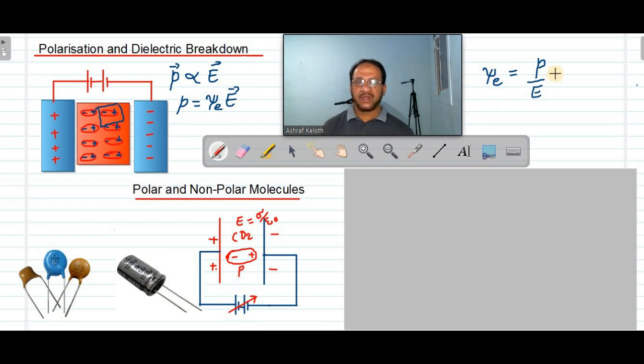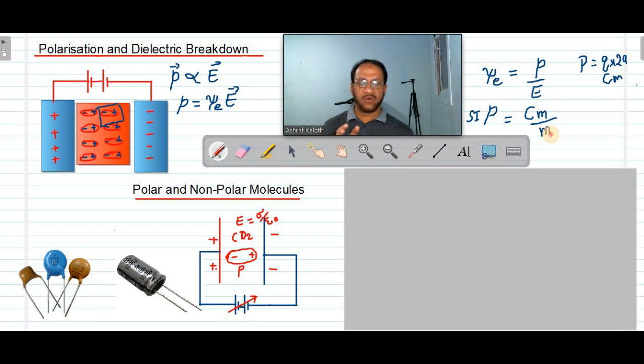What is the SI unit of P? Polarization. You remember dipole moment capital P is equal to Q into 2A, one of the charges into the distance between the two charges. 2A is the distance separation between the two charges, or dipole length. Q is Coulomb, distance is meter, so Coulomb meter. Polarization SI unit we can obtain: it is the dipole moment, that is Coulomb meter, developed per unit volume.